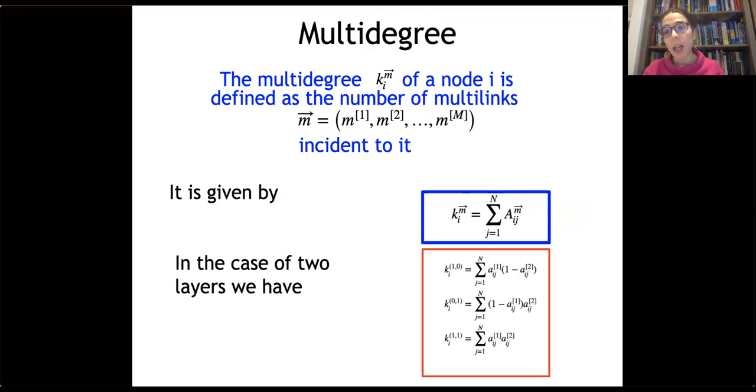So practically, if you have two layers, the multi-degree (1,0) is the number of friends of node i connected in layer 1, but not in layer 2. The multi-degree (0,1) of node i is the number of friends connected in layer 2, but not in layer 1. And the multi-degree (1,1) is the local overlap, so it's the number of friends connected both in layer 1 and in layer 2.